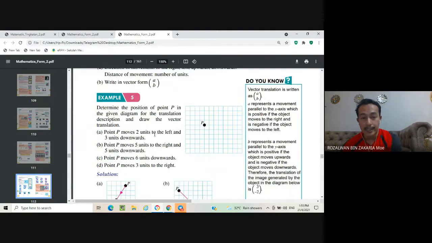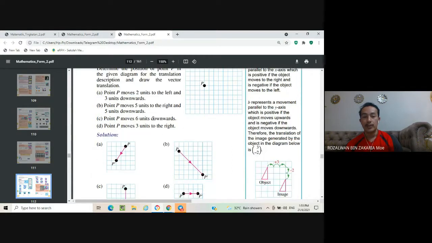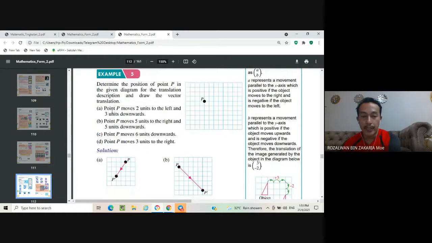Okay, we look at example 5 here. The question is: determine the position of the point P in the given diagram for the translation description, and draw the vector translation. Okay, we have point P here. So look at question A. Point P moves 2 units to the left and 3 units downward. So how to do this one?